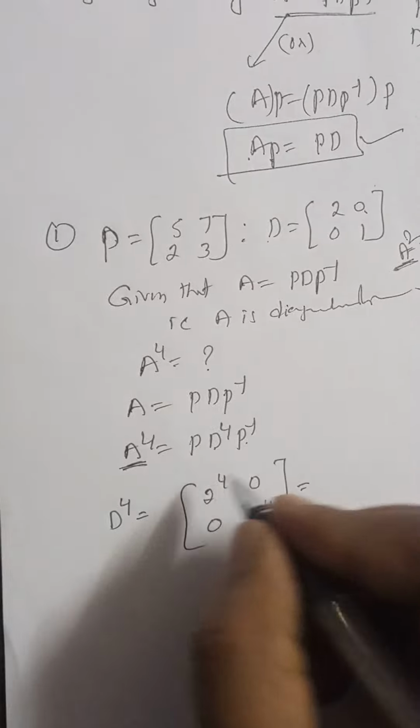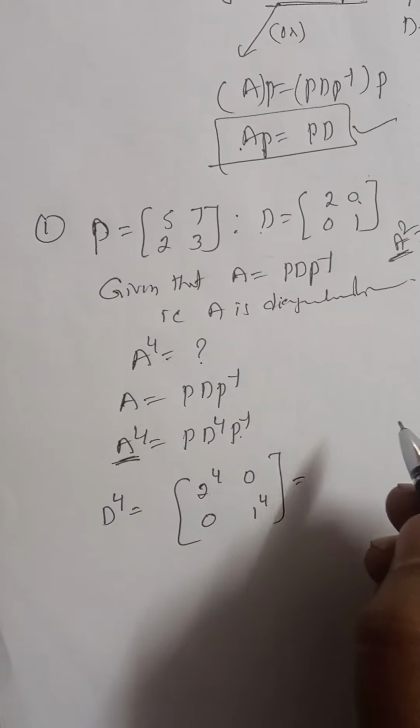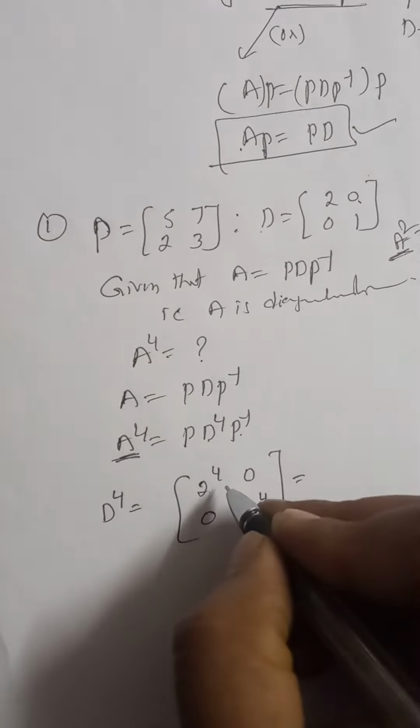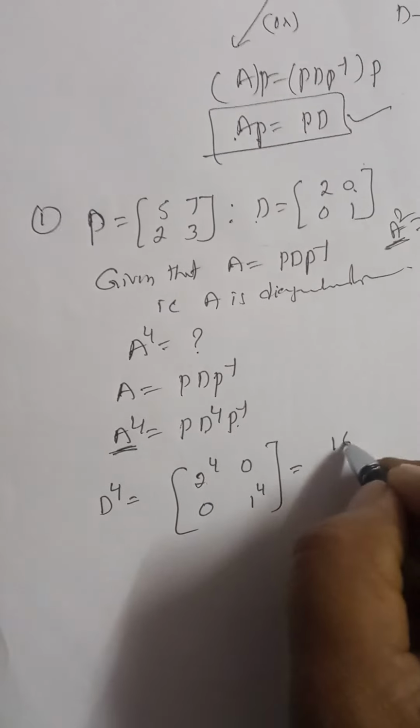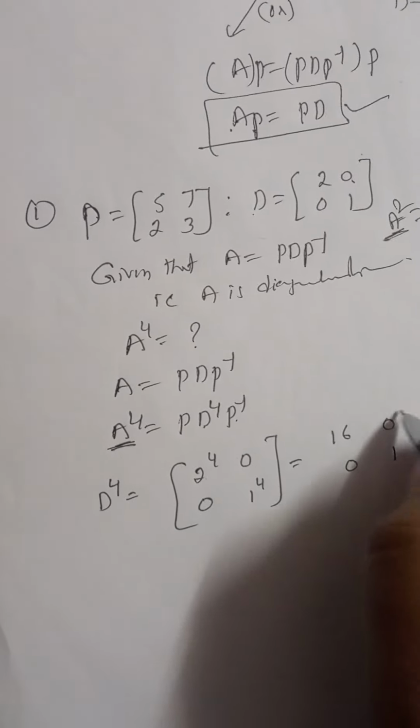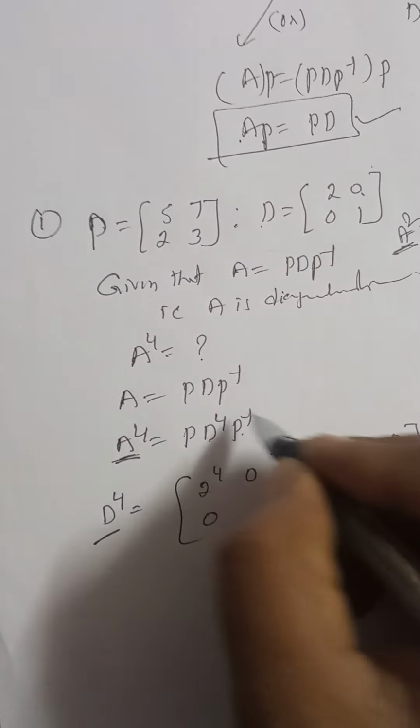If you want, you can refer to that one. Now see here, 2 power 4 is 2 into 2 into 2 into 2, 4 times. 2 to the 4, 4 to the 8, 8 to the 16. And 0, 0, 1 power 4 is 1. We got D power 4, right?